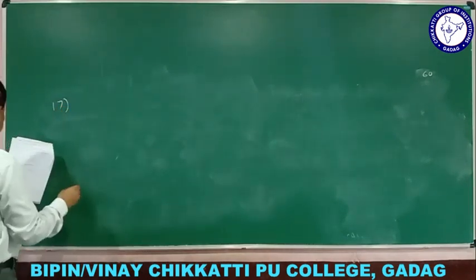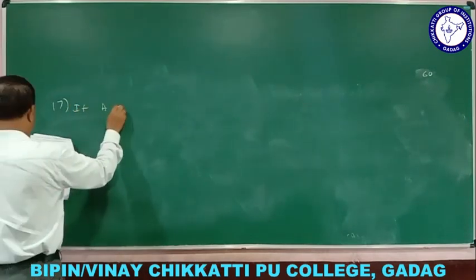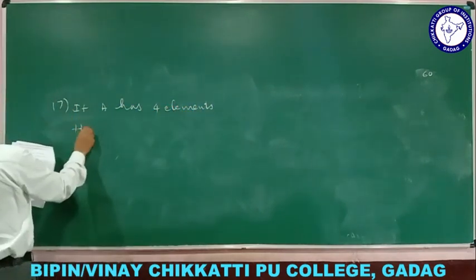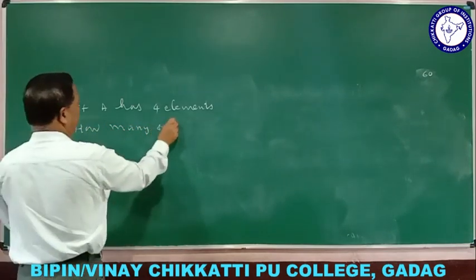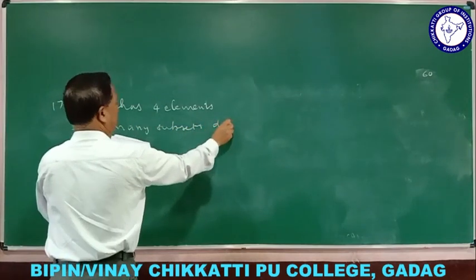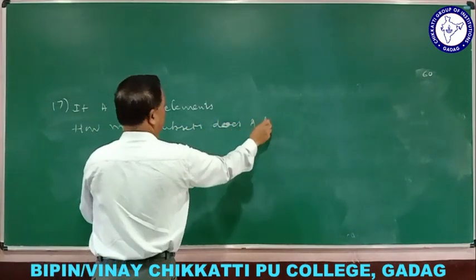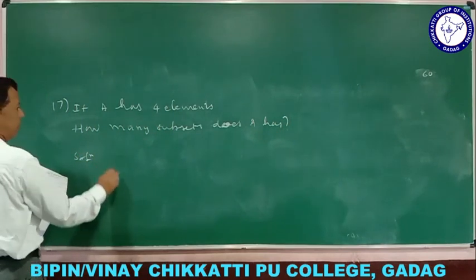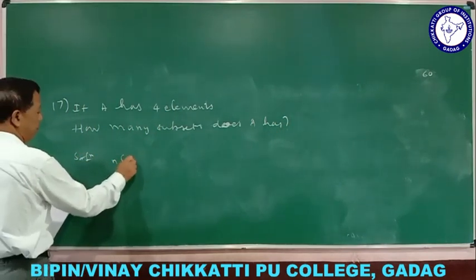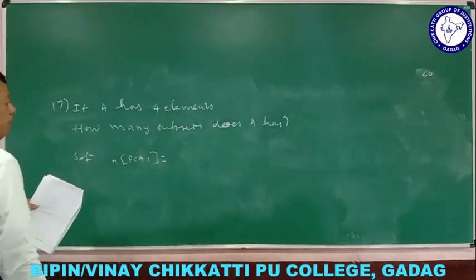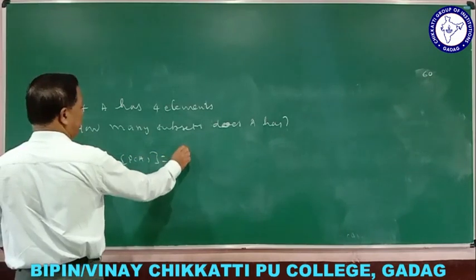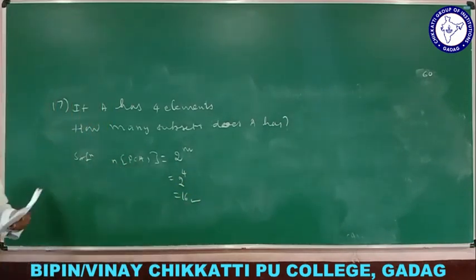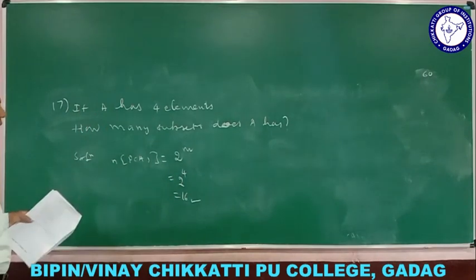Now, number 17. You see this? If A has four elements, the question is: how many subsets does A have? Look, how many subsets means the power set. The number of subsets n of P of A, the number of subsets of a set A, the formula is 2 raised to m. What is m? A has 4 elements. And here you have got 16, the number of subsets.